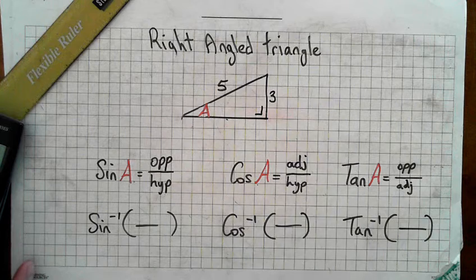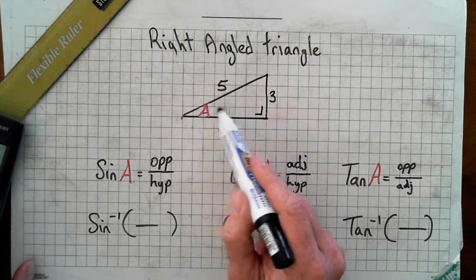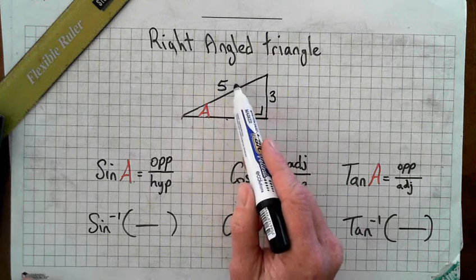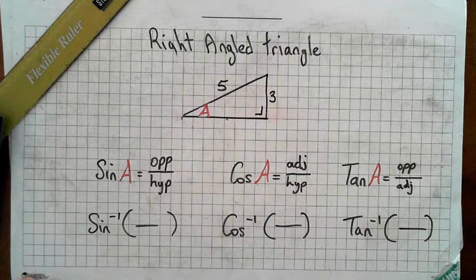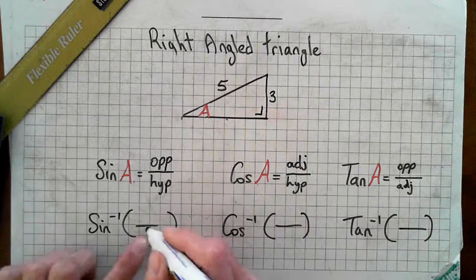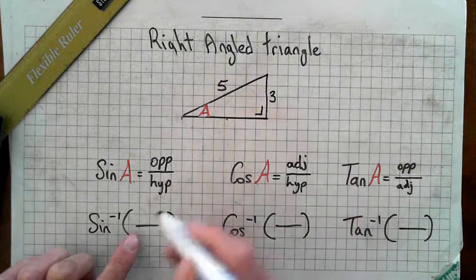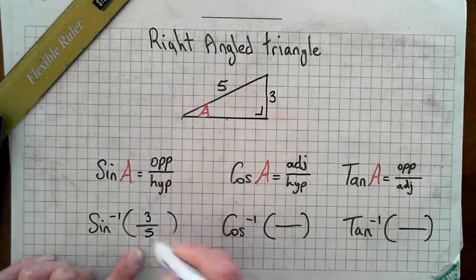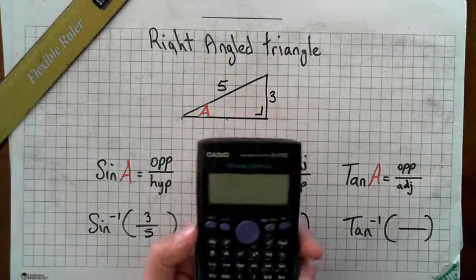Right, so we'll start off with what sides do we have? We have the opposite and the hypotenuse. Keep looking up. So which formula is that? Sine. So what do we fill in? We fill in the opposite, which is on top, and the hypotenuse on the bottom. And you key it into your calculator.